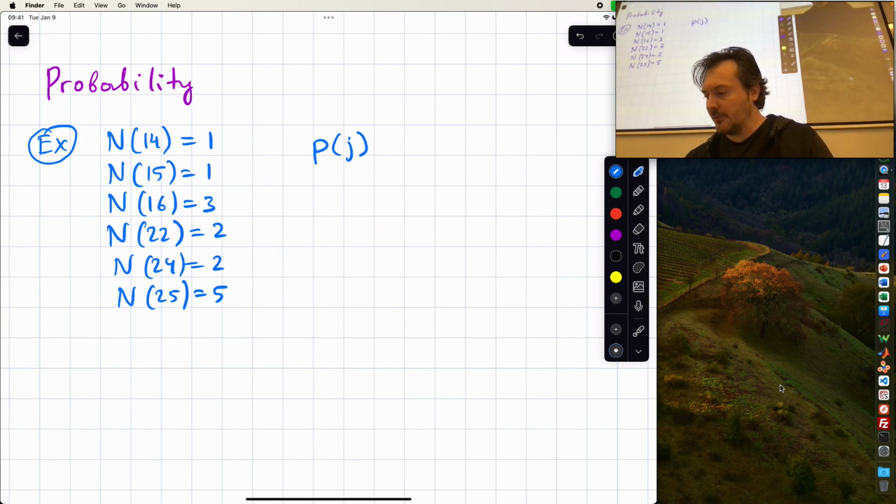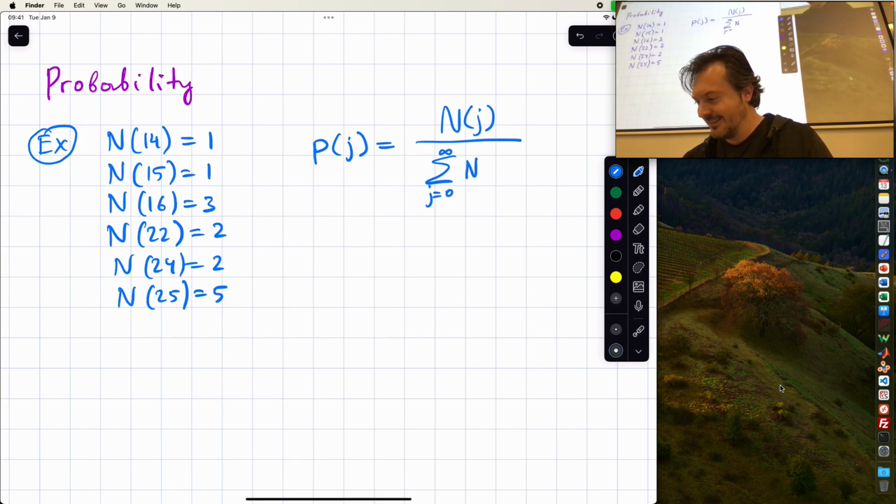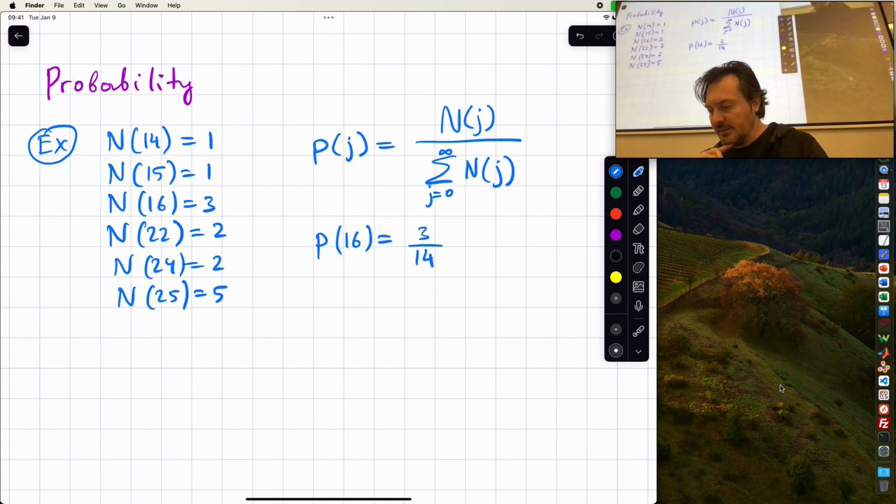Probability of having a certain age is number of people at that age divided by total number of people from 0 to infinity. Right? So, for example, P16 is 3 over 14. How did I get it? 3 people with age 16 and the total number of people is 14. Easy, right? Now, what do I have here?